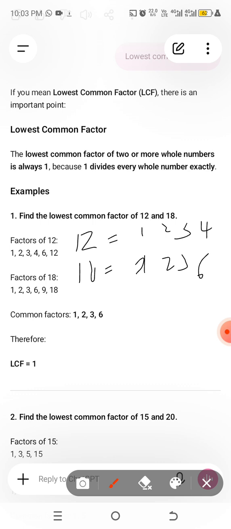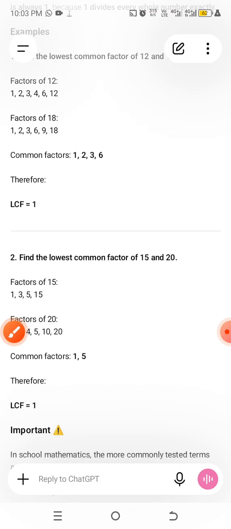So the common factors that match 12 and then 10 are 1, 2, 3, 6. But the lowest common factor there is 1. Why? Because it's the lowest number out of everything.